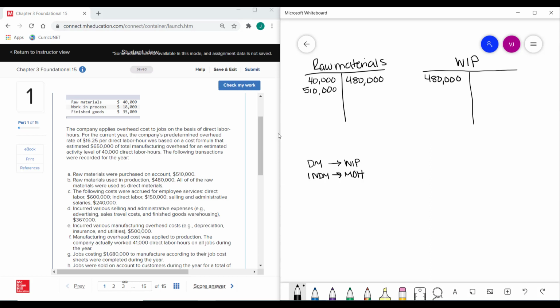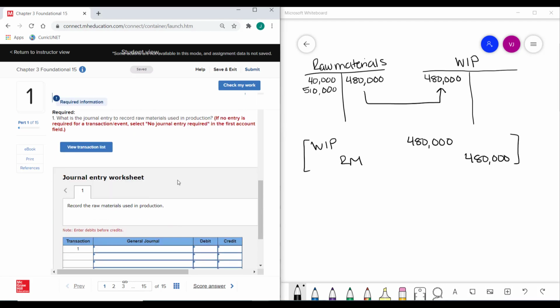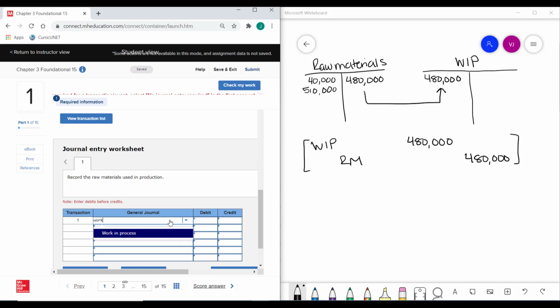Okay, so we can see here what is that journal entry. That journal entry is going to be a debit to work in process of $480,000 and a credit to raw materials for $480,000. All that's happening here is the cost of the materials used is flowing from raw materials into work in process. We're just moving it from one place to the next. So let's enter this in here. We have work in process, $480,000, and then raw materials, $480,000.